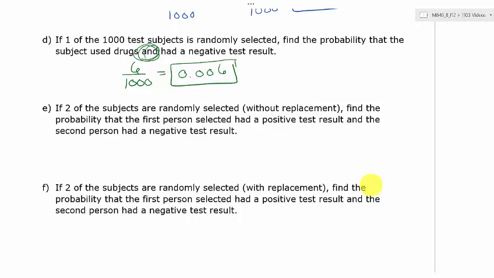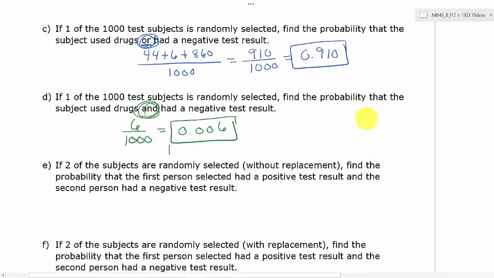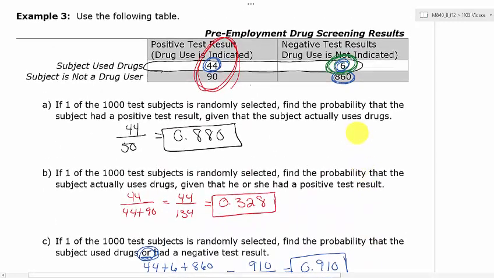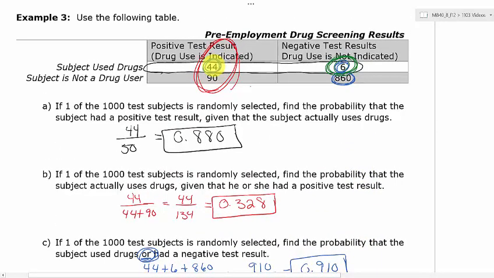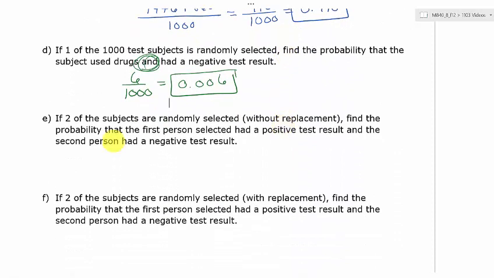In the next one, if two of the subjects are randomly selected without replacement, find the probability that the first person selected had a positive test result and the second person had a negative test result. So the first person having a positive test result would be 134, so the 44 and the 90, out of the total number of people, 1,000.